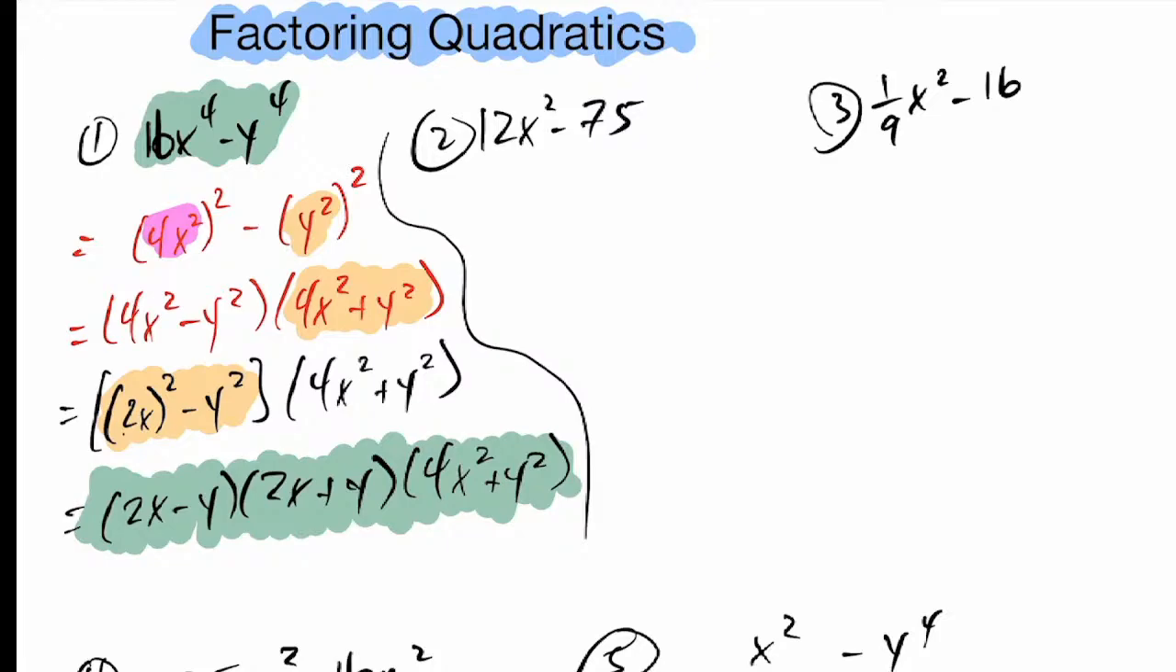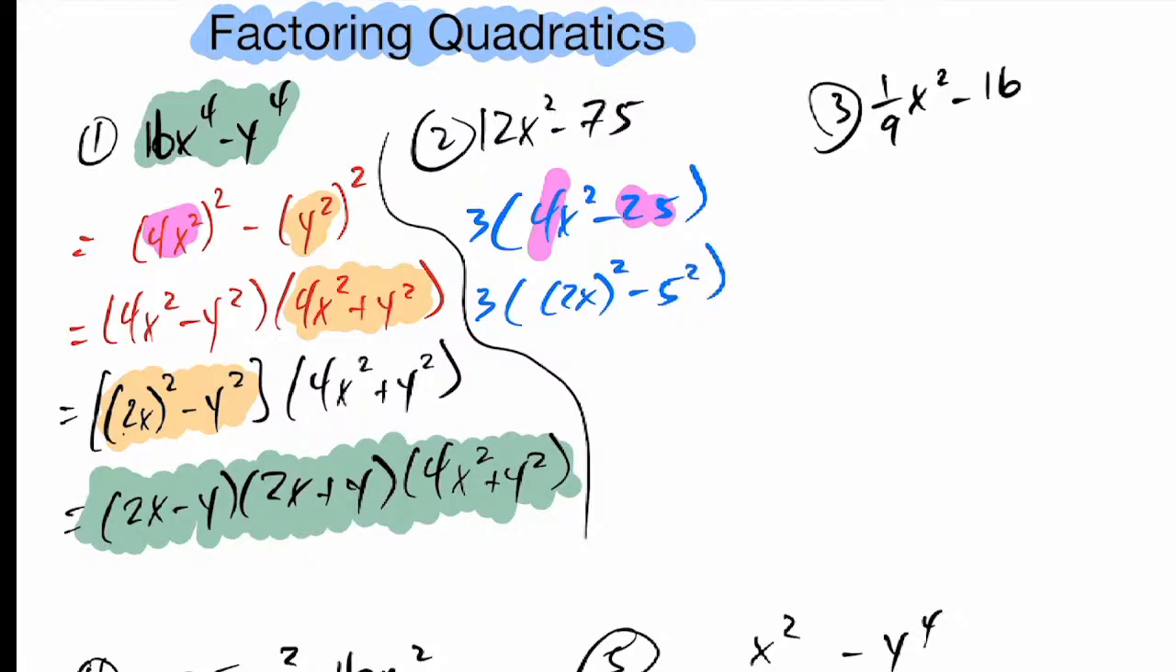For number 2, like we always talk about, you want to look for a GCF. The GCF here is 3. So I'm getting 4x squared minus 25. And you'll notice again, once you see those numbers, the 4 and the 25, I can write those as perfect squares. So this will be 2x squared minus 5 squared, which is 3 times 2x minus 5, 2x plus 5. And then that one is done.